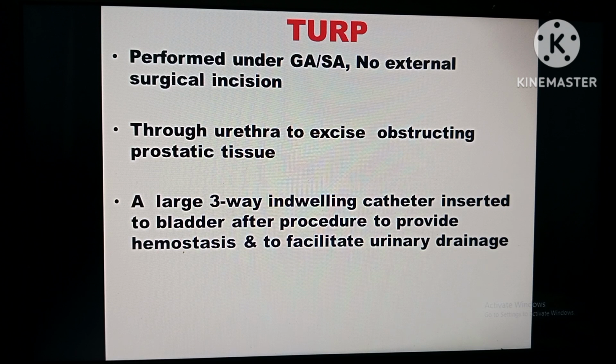To facilitate that, the three-way catheter is used. In one catheter the fluid will be hanging, normal saline. From the other catheter, after cleaning the bladder, all the waste product, blood clot as well as the cut pieces, everything will come out. It has to be placed until the return flow is clear.